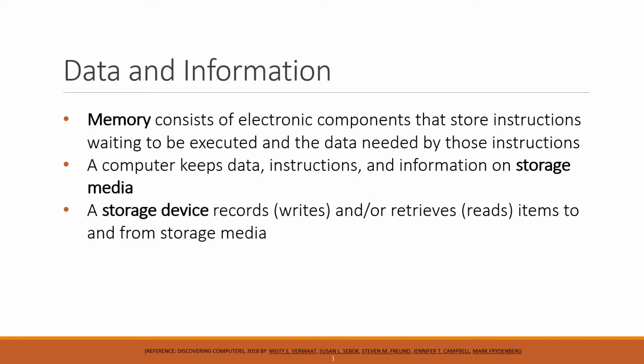Then we have also memory. By definition, this is the component in a computer system that stores instructions waiting to be executed and the data needed by those instructions. There are different memory we have in our computer system. There is the RAM, which we call random access memory. We also have ROM, which stands for read-only memory, and we have our storage devices. A computer keeps data, instructions, and information on the storage media. And a storage device records or retrieves items to and from storage media.